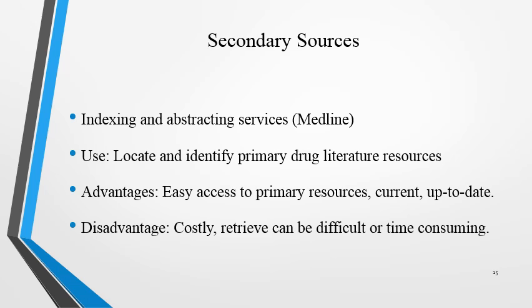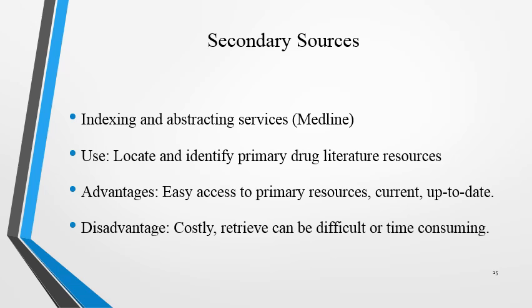The secondary sources for the drug literature include the indexing and abstracting services like Medline. These have a collection of different researches, and they help to locate and identify primary drug literature. The advantage of the secondary sources is easy access to primary sources. The primary sources are a bigger category, so they provide easy access to the information coming from the primary sources, and it is current and up to date. Every new piece of information or new research that is coming will be collectively present in the secondary sources.